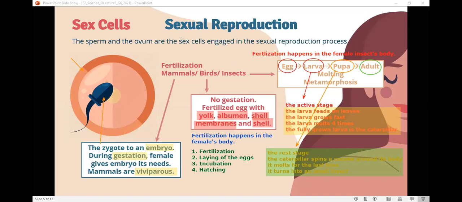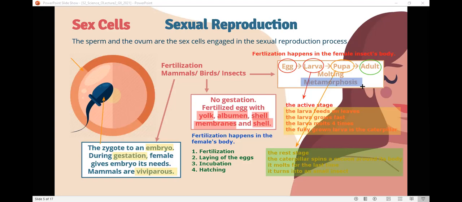One last thing. The insect changes a lot during its life. What do we call the set of transformations of the insect? It changes a lot. This change is called molting. No, molting is the shedding of the skin. Metamorphosis. It's metamorphosis. Thank you. Good job.